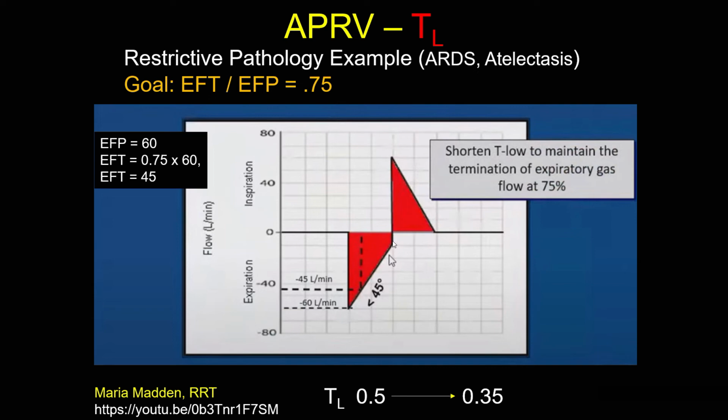You don't want it to go on all the way here because then you're going to get de-recruitment. You want it to end right here at 75% of the expiratory flow peak. That's where it should terminate. And so in this example, a T low had been somewhat arbitrarily set at 0.5 initially. Based upon this, it was adjusted down to 0.35.